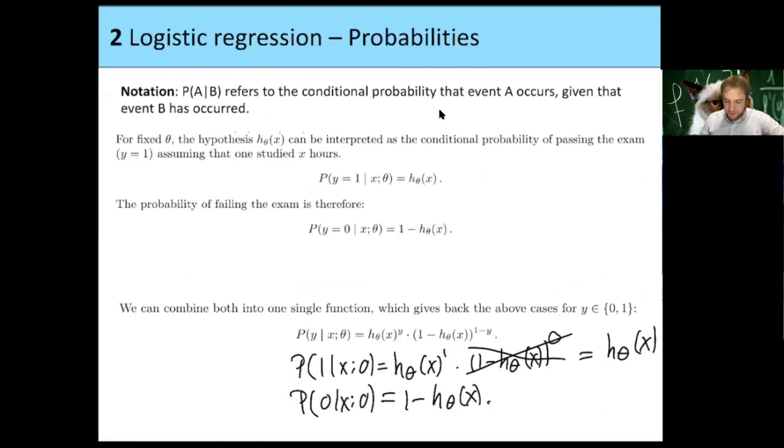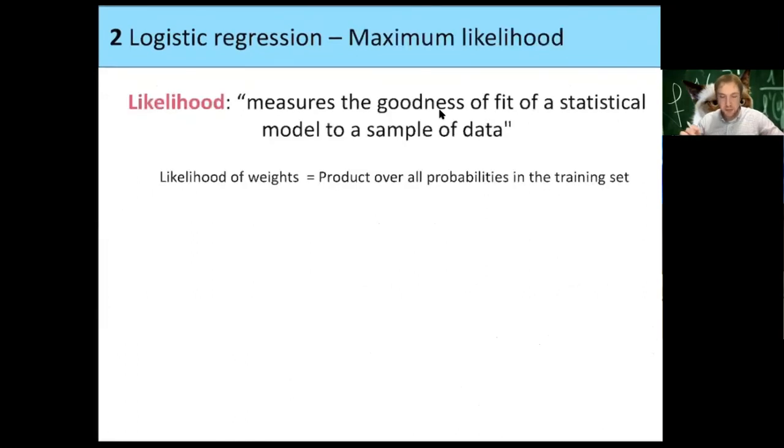And so now comes the word likelihood. What we want to find is the best possible theta. In general, if you have given training data, then you want to ask, for a given weight, a given theta, how likely is this theta the best, how likely does this theta fit the training data? So the likelihood, if you look it up, measures the goodness of fit of a statistical model to a sample of data.